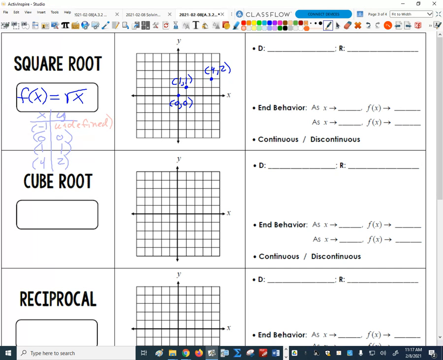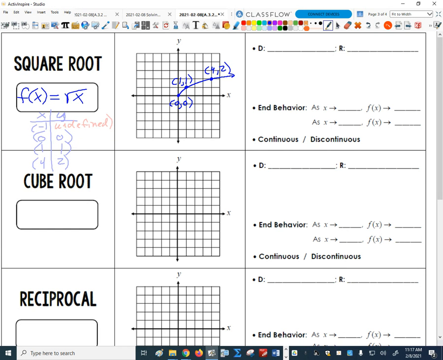I can't take a square root, which is the same as a second root. I can't take a 4th root or a 6th root or a 100th root of a negative number. I never can input a negative number into an even root, in this case, a square root. And so there is no point at x equals negative 1. Our graph, in this case, does not extend to negative numbers. It starts at 0, 0 and just goes up from there. Okay? So it's a little different in that case.